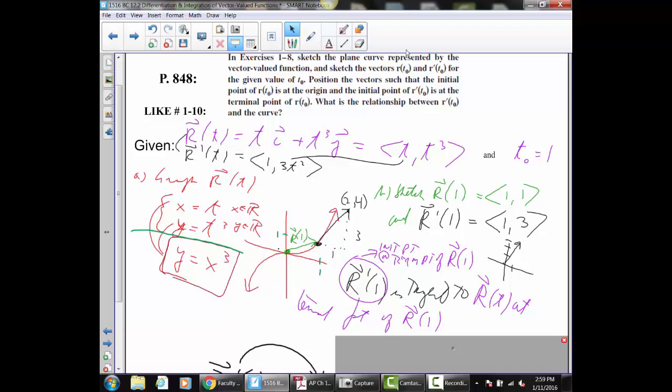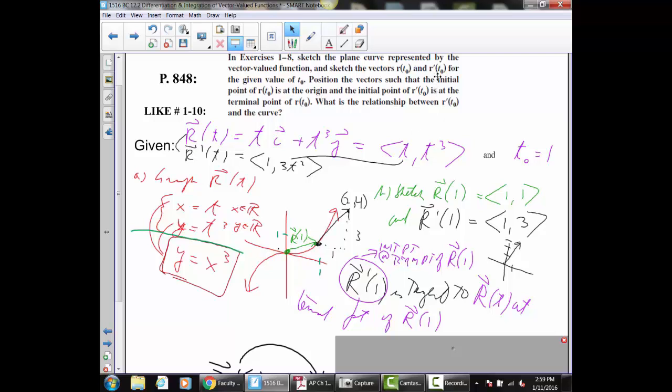Now they do want you to sketch the vector r of t0. t0 is 1. So if I take my r function and I replace all the t's by 1, I'll get 1i plus 1j, which is the vector 1, 1. So they asked you to place that vector so that the initial point of r of t0 is at the origin, and then I'm going to go to a terminal point of 1, 1.